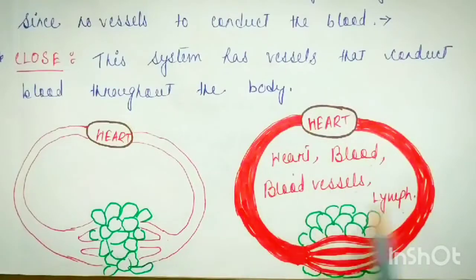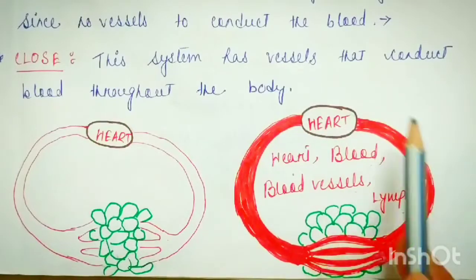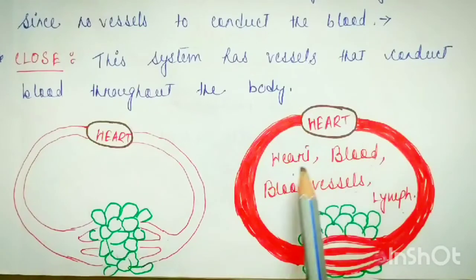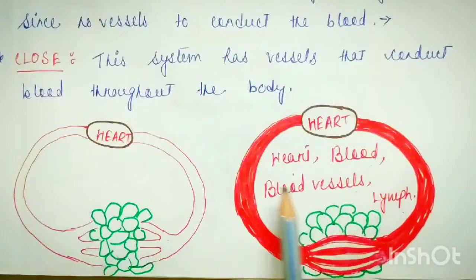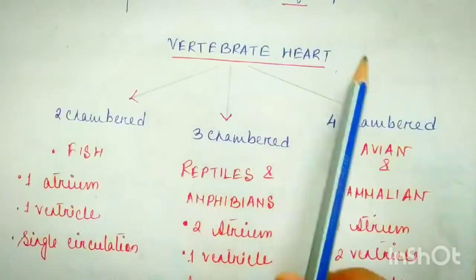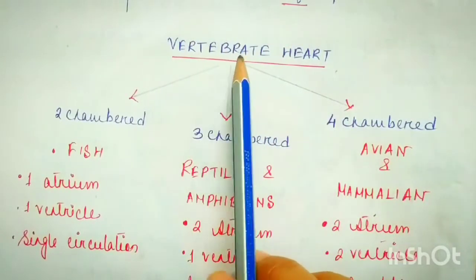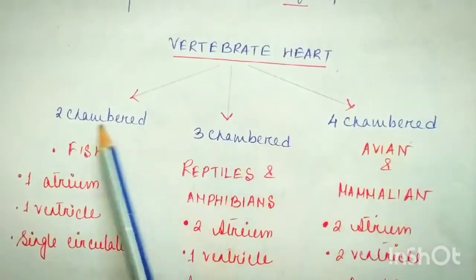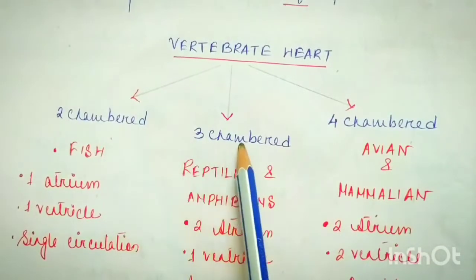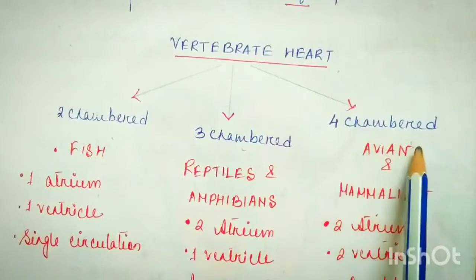Now I am going to discuss the closed circulatory system. The main parts of the closed circulatory system are the heart, blood vessels and lymph. In my previous video I discussed blood, so today I am going to discuss the heart and mainly blood vessels. As the closed circulatory system is found in vertebrates, let's come to the vertebrate heart. Vertebrates have three types of heart. Some have a two-chambered, some a three-chambered, and some a four-chambered heart.